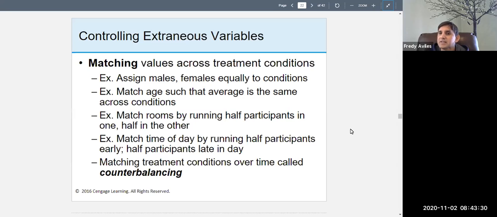You match the conditions. So here, when you match, the extraneous variables, the possible confounding variables, are not varying along with the independent variable.